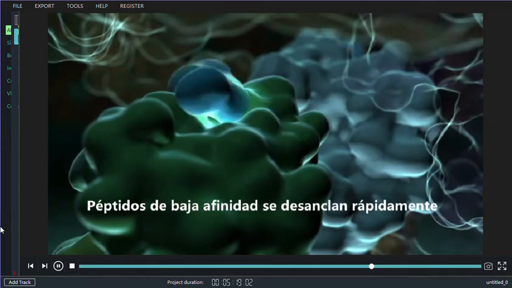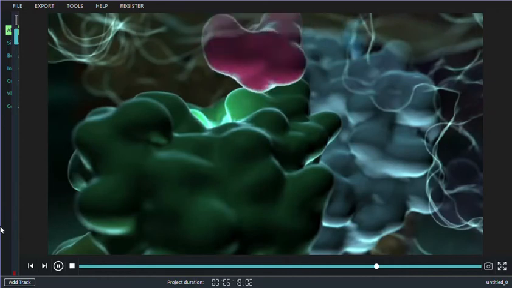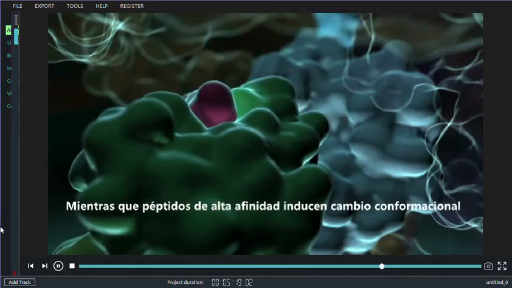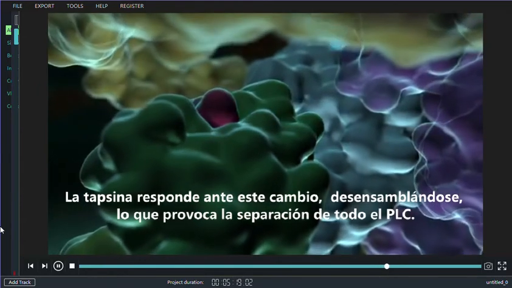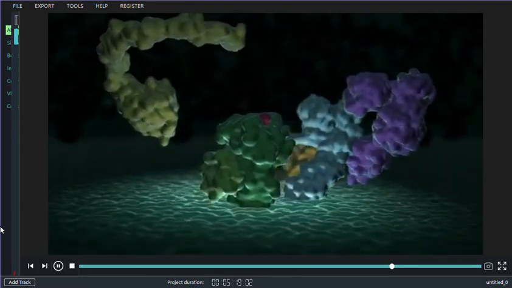Low-affinity peptides dissociate rapidly. High-affinity peptides that closely fit the binding groove induce a conformational change. Tapasin responds to this change by dissociating, which results in the disassembly of the entire PLC.